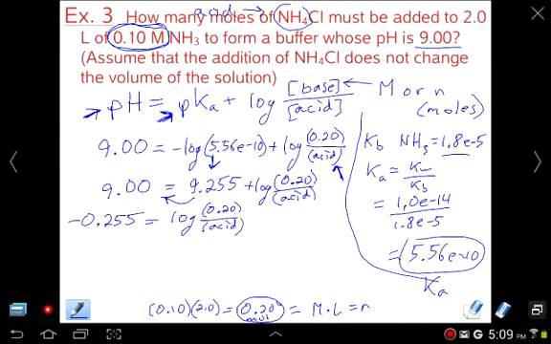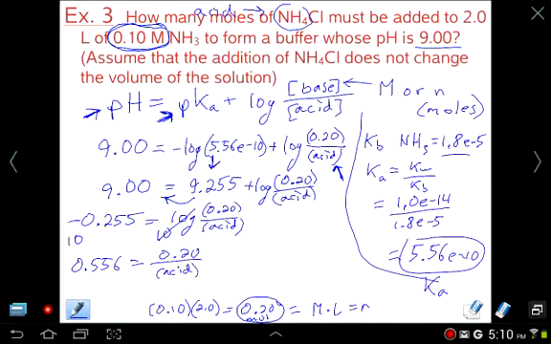Really, the rest of this is algebra, but it is a bit involved because we're using logs. If you recall, the way to get rid of logs is to raise 10 to that power. Because our log is base 10, that gets rid of the log. So if you do 10 raised to the power of negative 0.255, you should get yourself 0.556 will equal 0.20 divided by your acid.